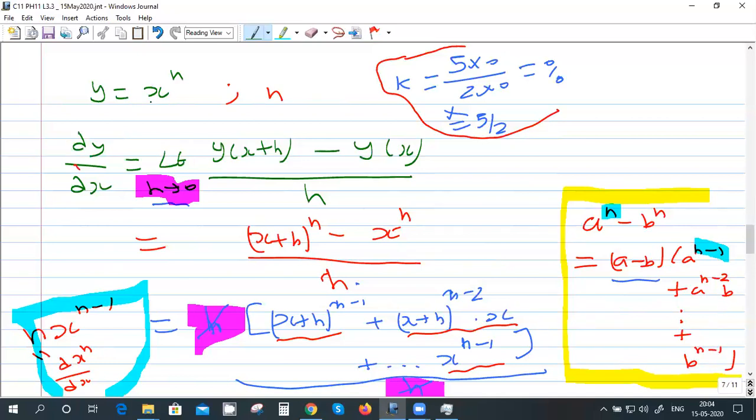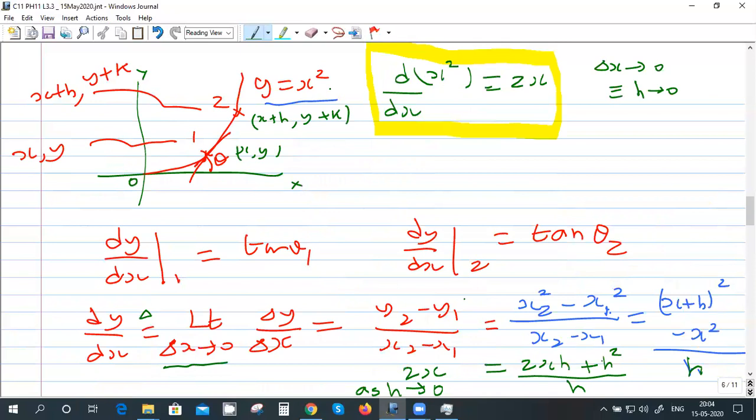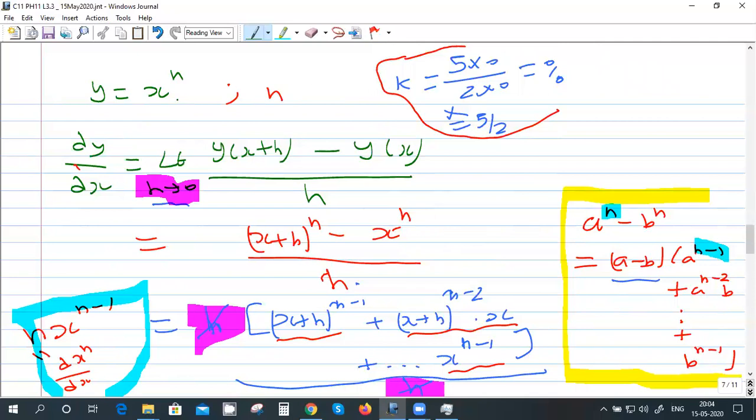So what's the function here? X raised to the power n. So it can be to any power. Here n is 2, but I'm generalizing now.